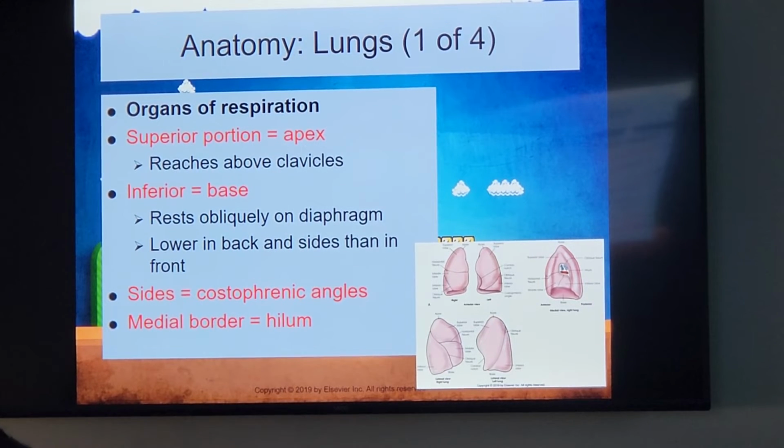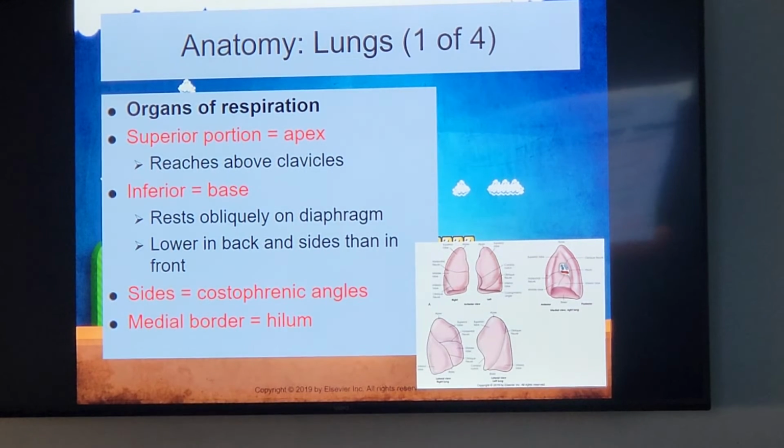What do you mean by costophrenic angle? Is it just a name? Yes, that's the name of the very corner of the lungs on the sides, right above the diaphragm. Let me show you. I'll draw you a picture on the board because I don't like the way it's worded in the textbook. The book says sides for costophrenic angles, but for me it's one of the corners.